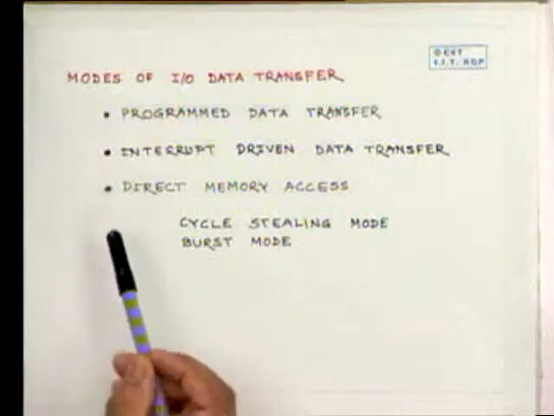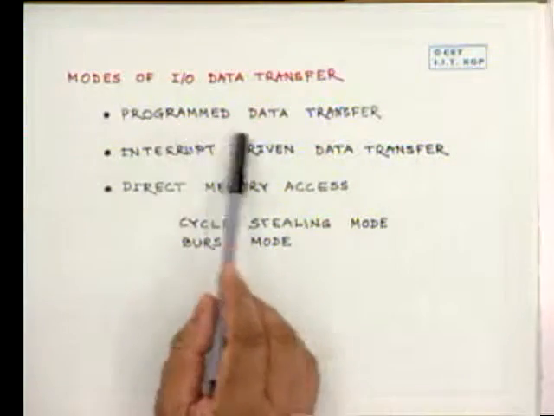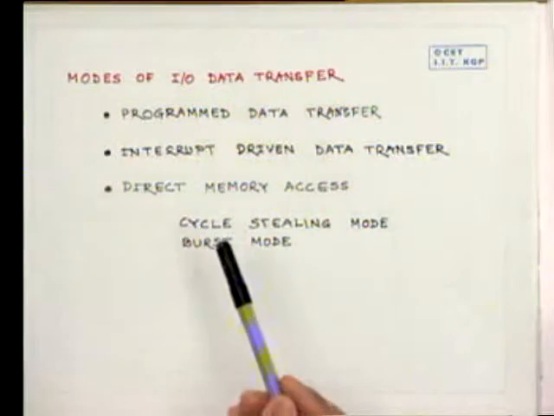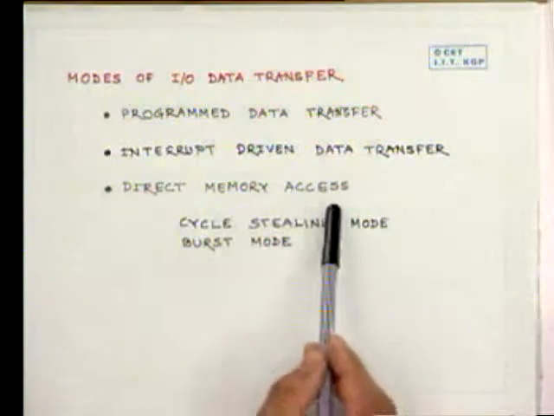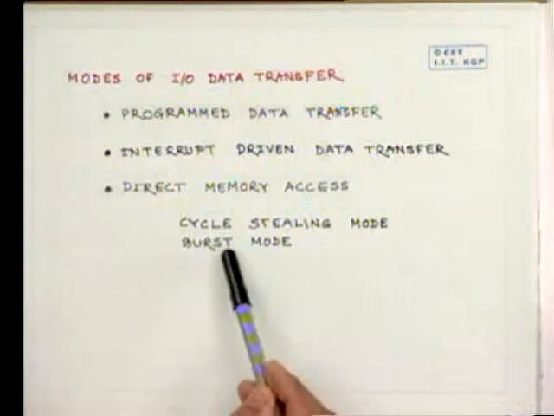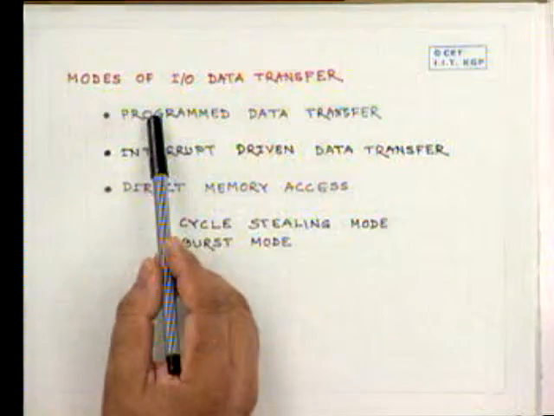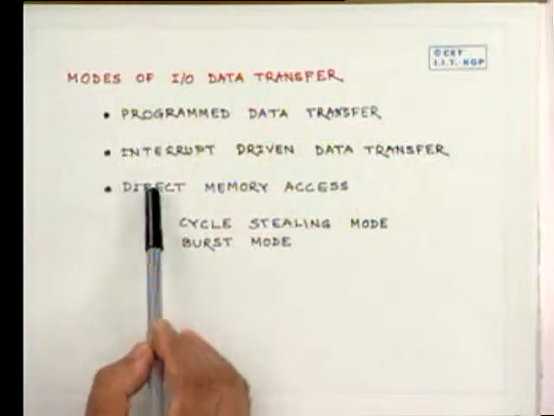Now, these are the modes of data transfer that we will discuss. There is programmed data transfer, interrupt-driven data transfer, and direct memory access. The direct memory access can be in the cycle stealing mode or the burst mode. We shall discuss these three techniques one after the other.